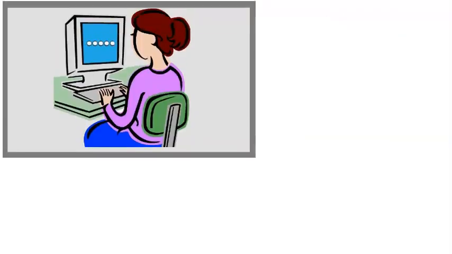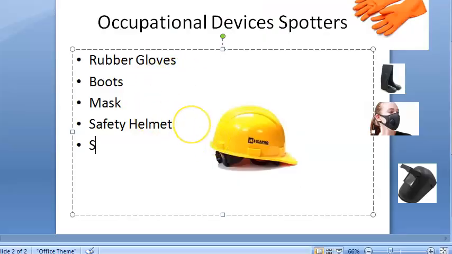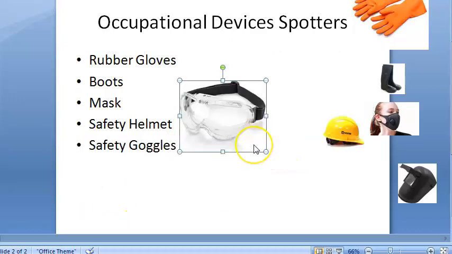Now let us move on to safety goggles. It's a vision protective device. What is a safety goggle? It is a vision protective device. It's worn over the eye socket and facial area. It protects the eye from dust, from toxic fumes, from welding sparks also.